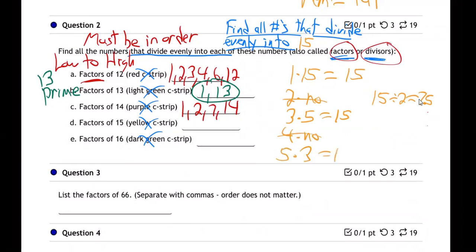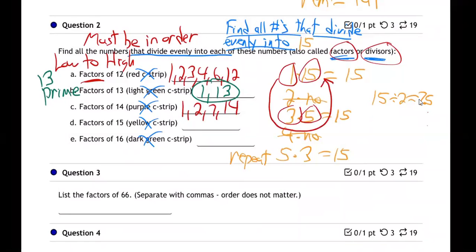5 times 3 is 15, but that's a repeat, isn't it? We've already got 5 and 3, so we got them all. 1, 3, 5, 15. So just make it like a U. 1, 3, 5, 15. There's all the numbers that divide evenly into 15. They all go into 15 evenly. One more to go. The number 16.